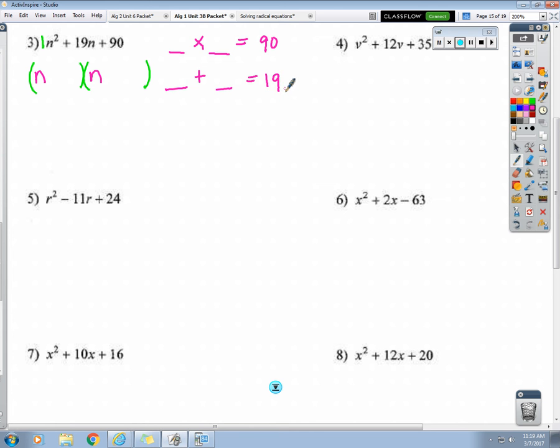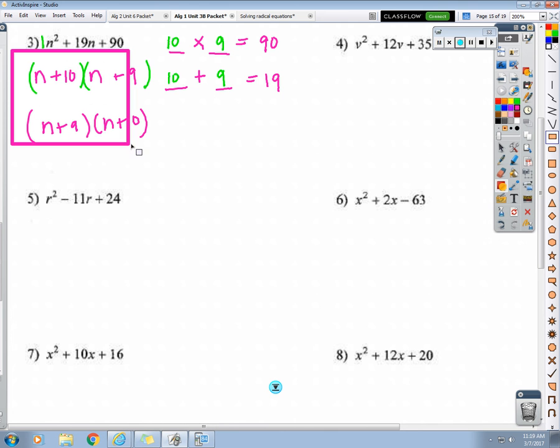Okay, so now, what numbers multiply to 90 and add to 19? 10 and 9. And they can both be positive because you're multiplying to a positive and you're adding to a positive. And so your factors are n plus 10, n plus 9. Had you written it the other way, that's also correct. It doesn't matter what order you write the factors in, as long as you have them both there and both with the correct sign. So both of those are considered correct.